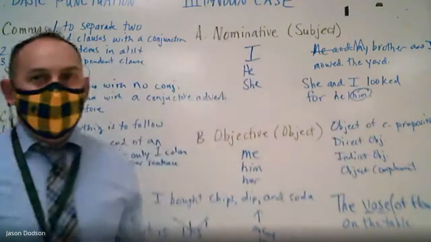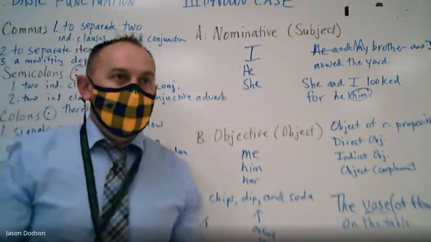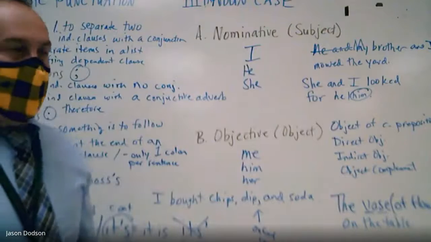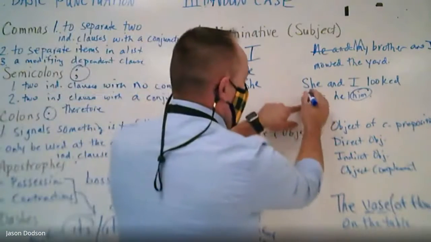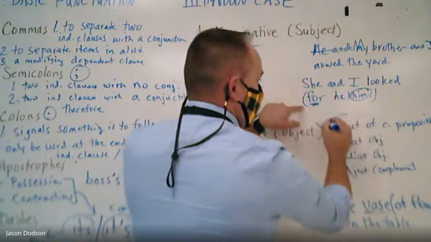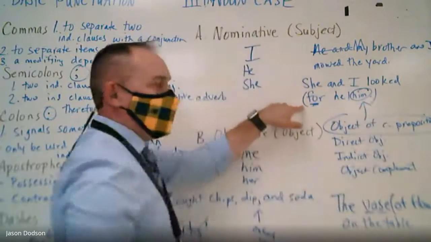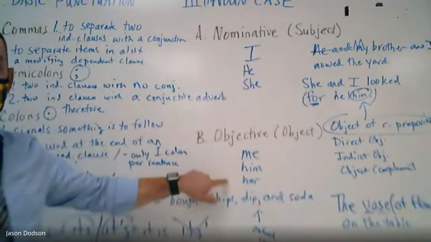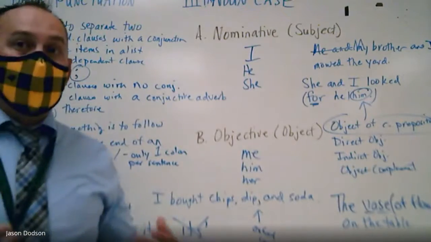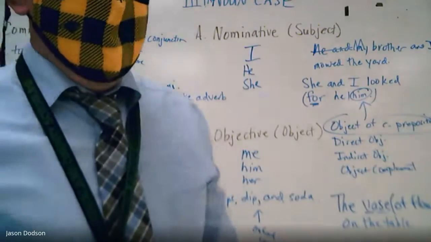Now, can you use grammar to explain it? Why is it him and not he? The object of the preposition for, right? So knowing that that's the object of the preposition tells you that it's objective case. That's the grammar behind why that is the correct answer.